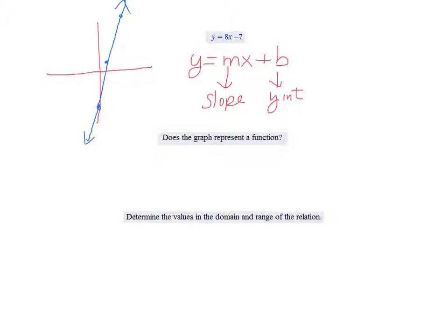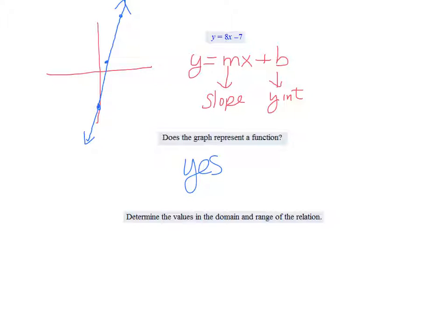Okay, so now let's answer these questions knowing in my head, oh, that's just a line. Does the graph represent a function? Well, remember, function with a graph, I do the vertical line test. Would this pass a vertical line test? Sure would. So yes, it's a function.